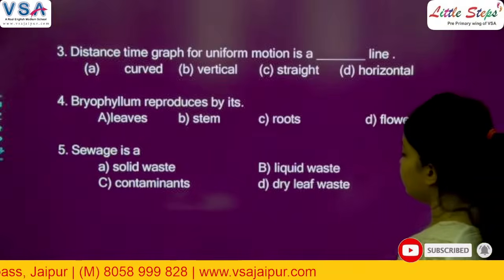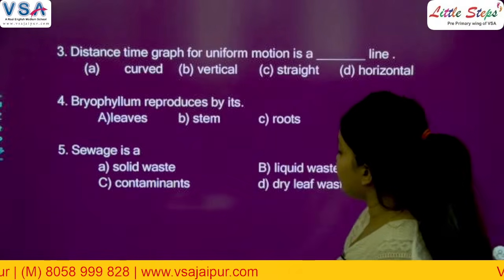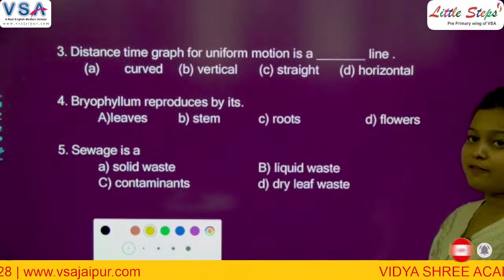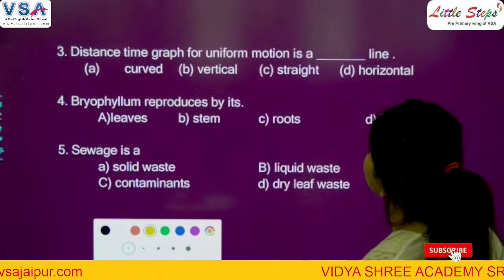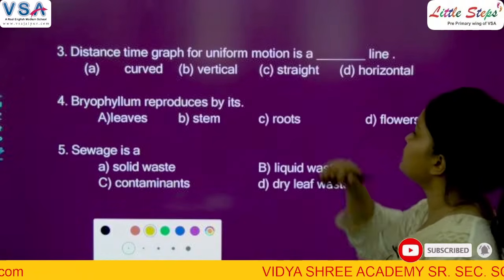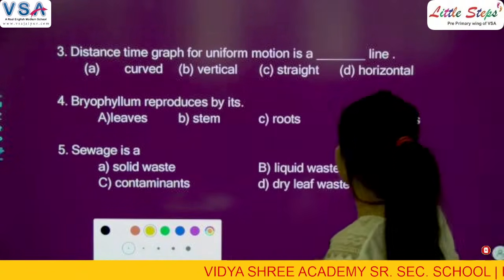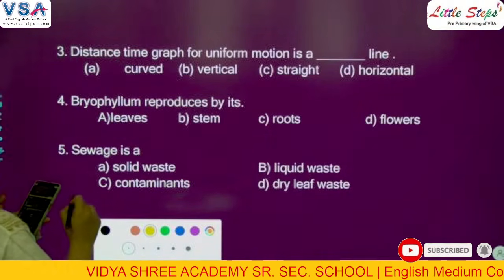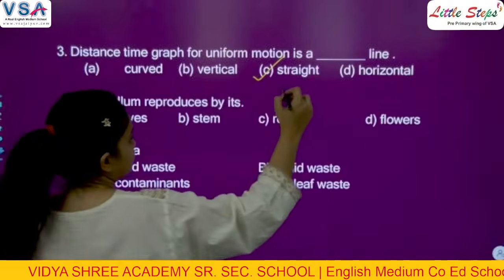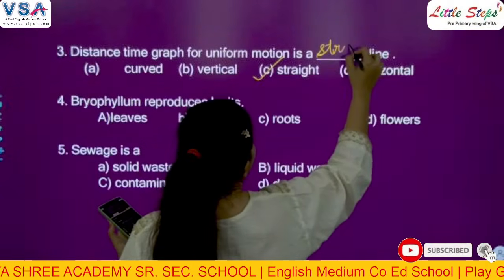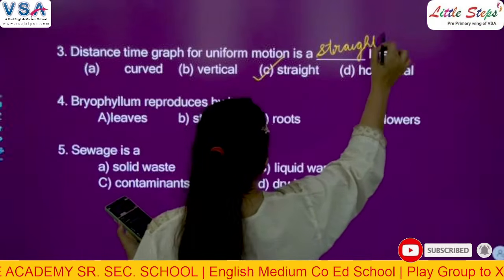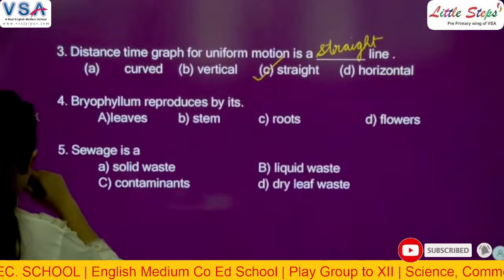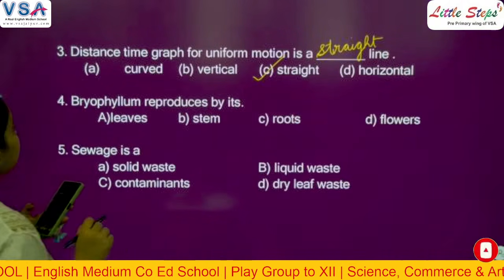Yes. Then we have distance time graph for uniform motion. You all know the answer. कि distance time graph का जो line होता है वो हमेशा कौन से line में होता है? Curvy line, vertical line, straight line or horizontal line. It is always a straight line. Clear? Distance time graph में जब भी uniform motion होगा, we will get to see a straight line. Yes, Pratik is giving right answers.